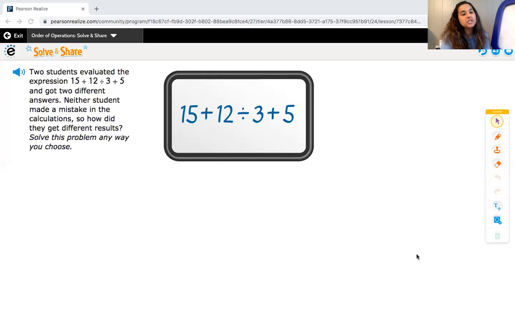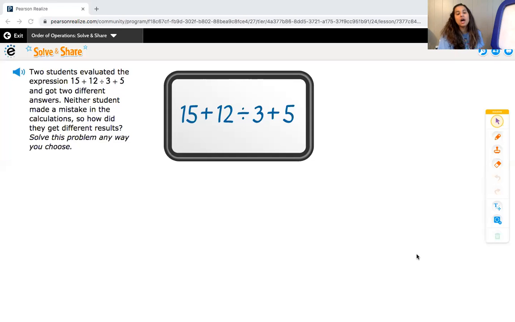So it says, two students evaluated the expression 15 plus 12 divided by 3 plus 5 and got two different answers. Neither student made a mistake in the calculations. So how did they get different results? Solve this problem any way you choose.